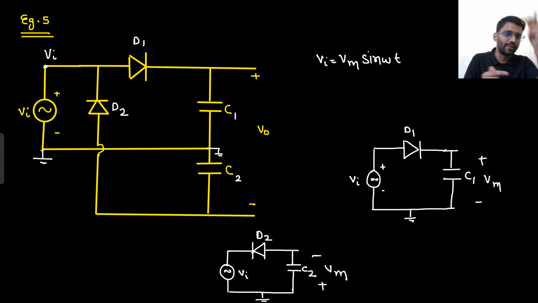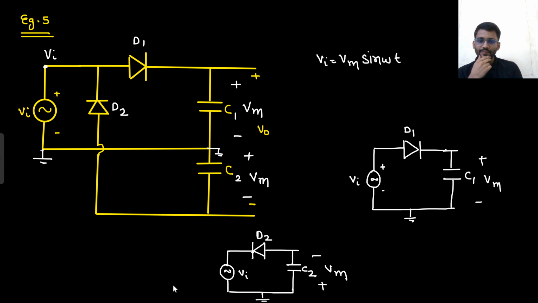The capacitor will charge in this direction, so your output will be plus minus Vm. From down to up it will be charged. So the ground is at plus, and the other end, the positive end, this end, is at minus. It is charged like this. Here the negative end was at plus, and the ground was at minus.